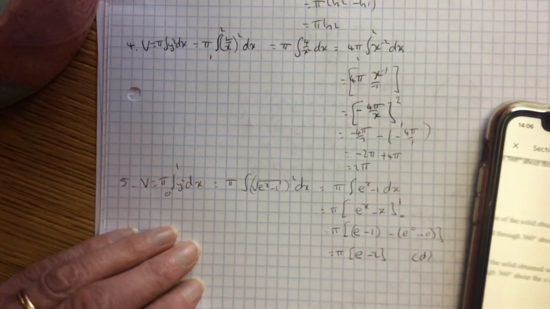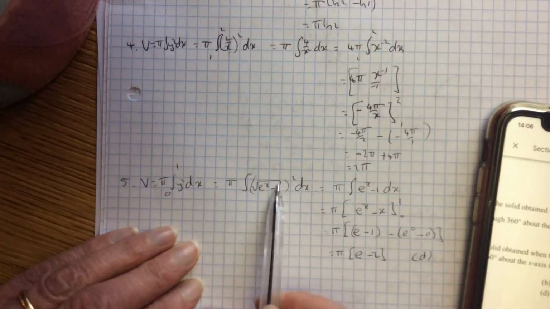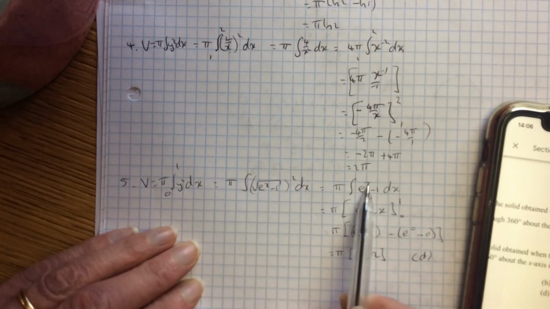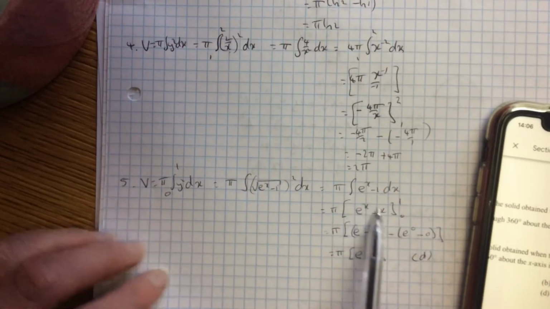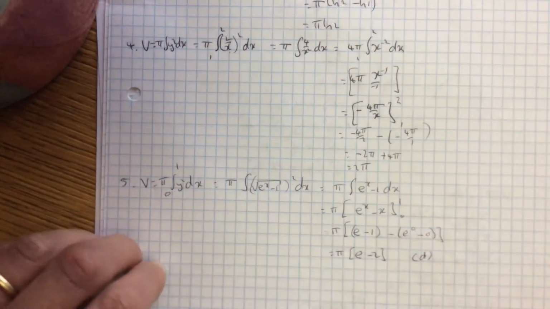Number 5. It's quite nice because whenever you square it, the root disappears. Just leaves you with that. Do you have the derivative in front? Yep. So it just goes back to e to the x and the x reappears. Sub in your 1 and your 0.